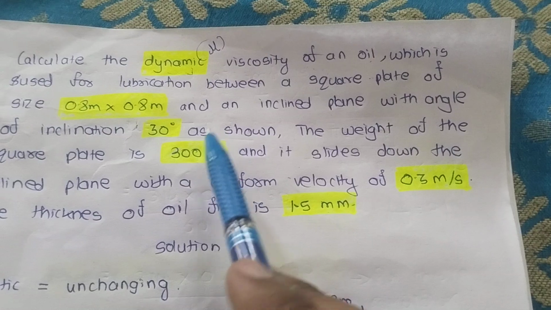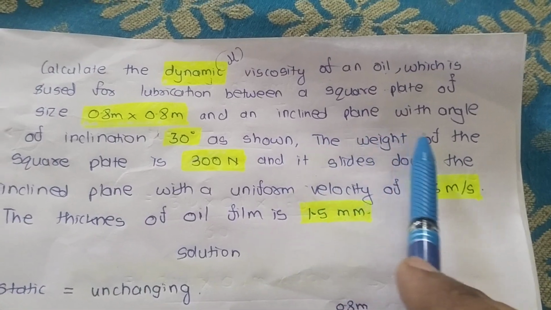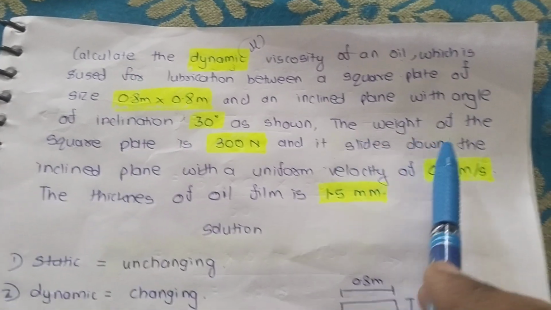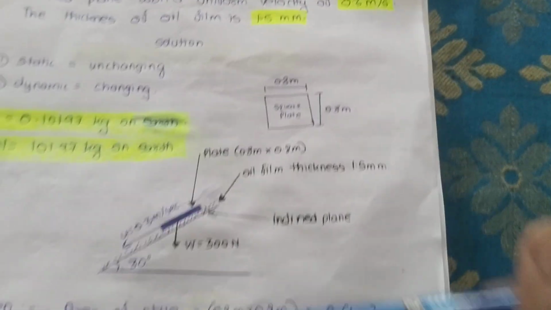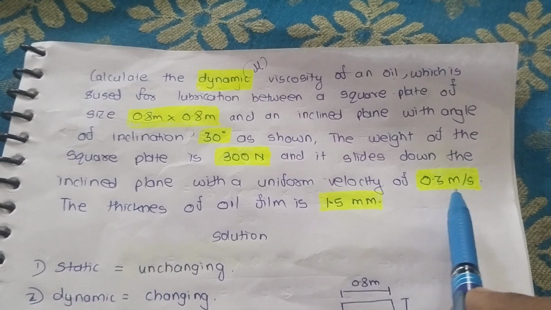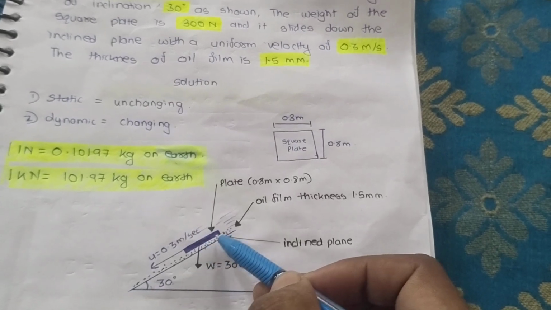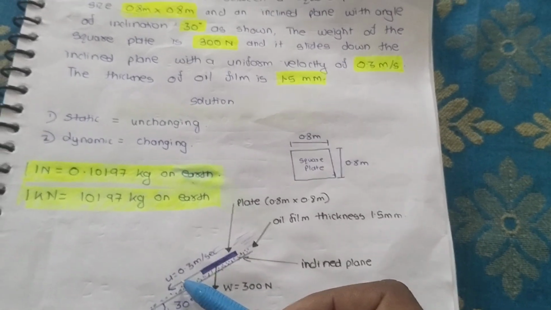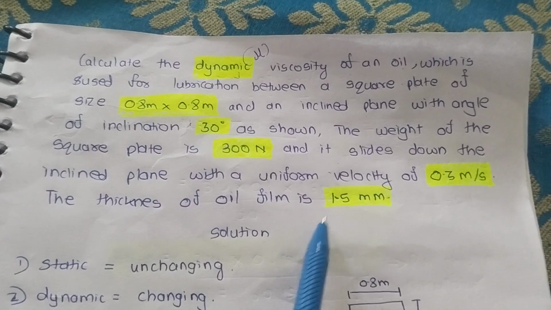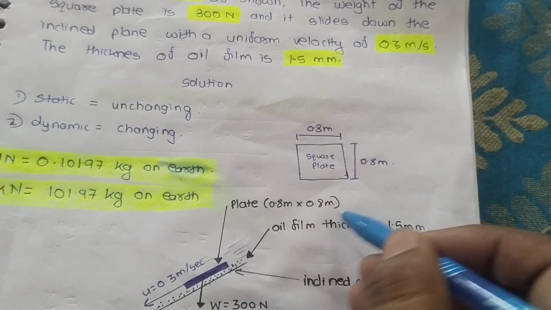Further the question is: inclined plane with angle of inclination 30 degree as shown. The weight of the square plate is 300 Newton, and it slides down the inclined plane with a uniform velocity of 0.3 meter per second. This square plate is moving downwards with a speed of 0.3 meter per second, like 300 mm per second. The thickness of the oil film is 1.5 mm.